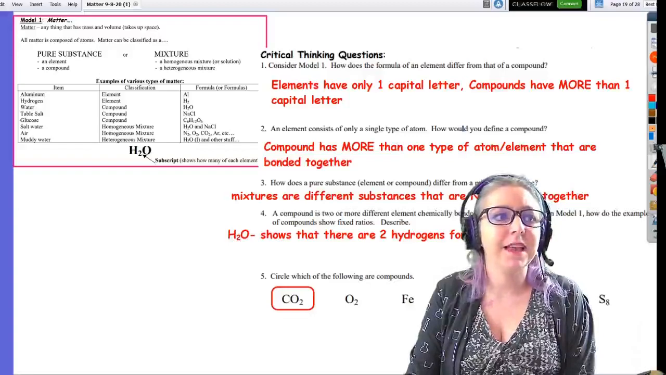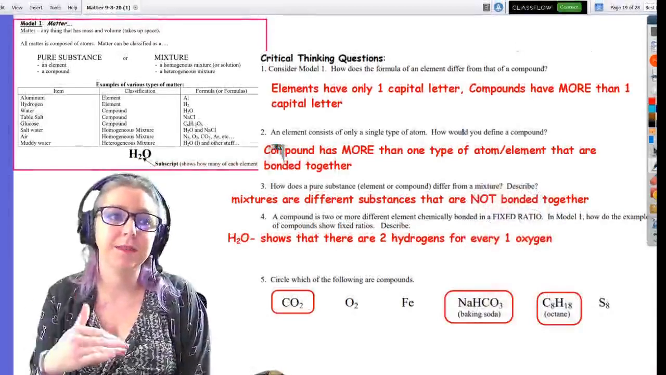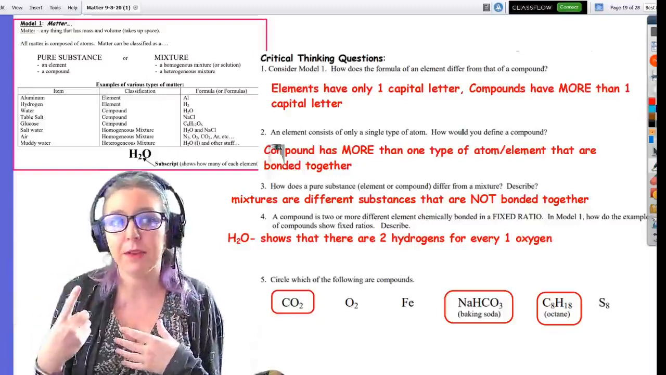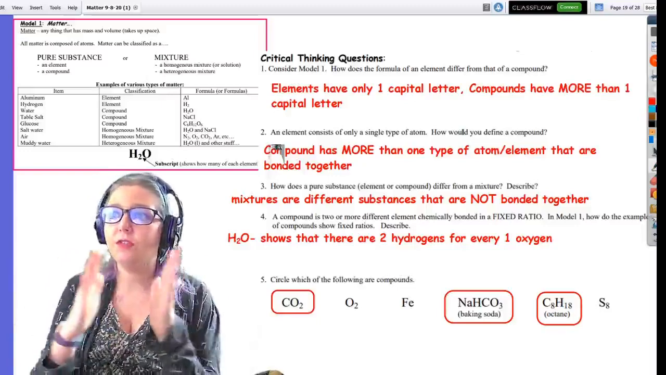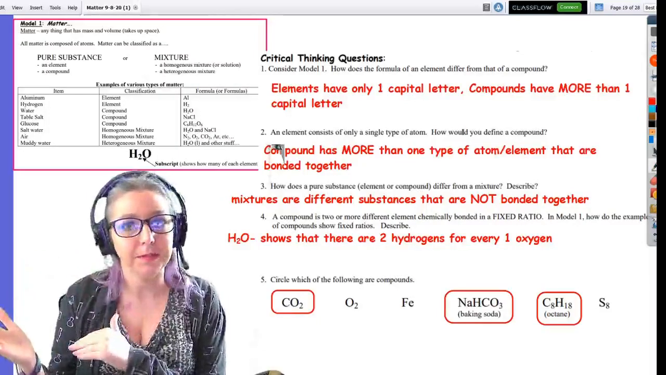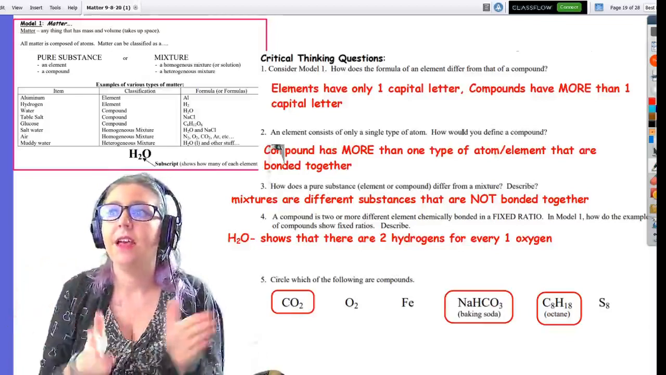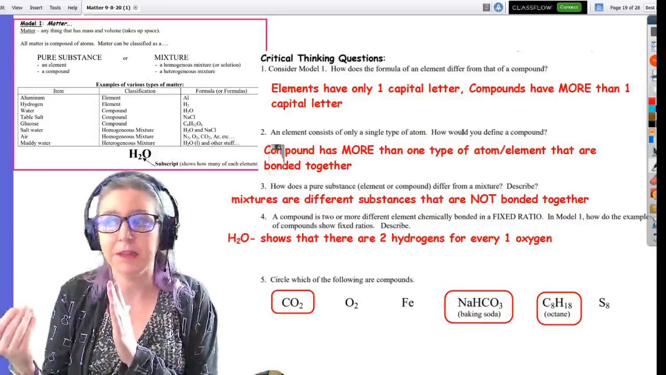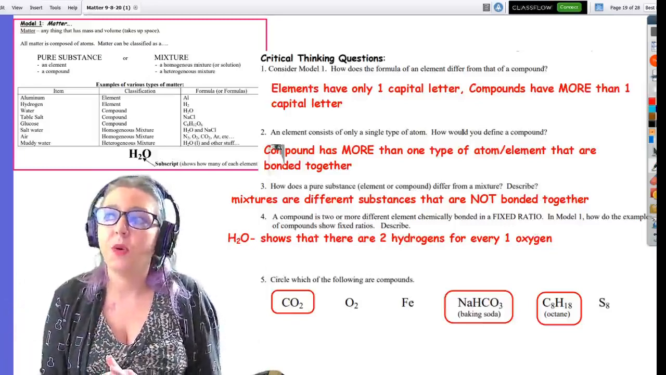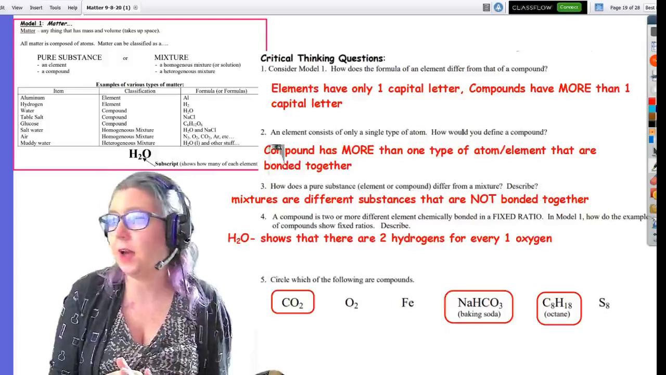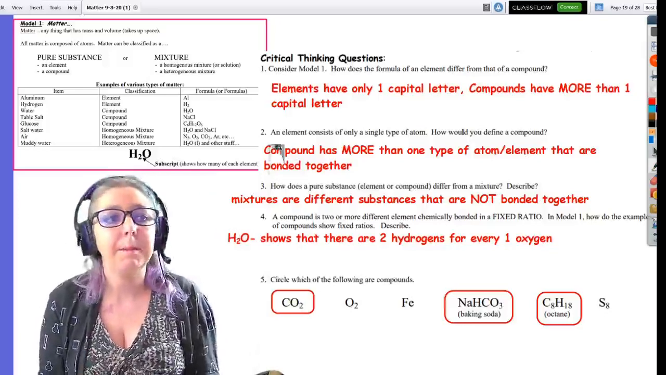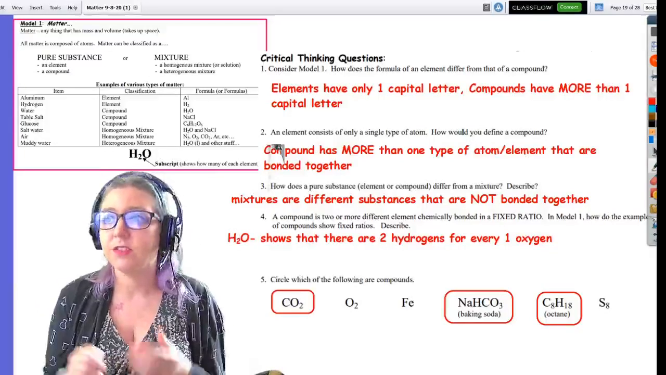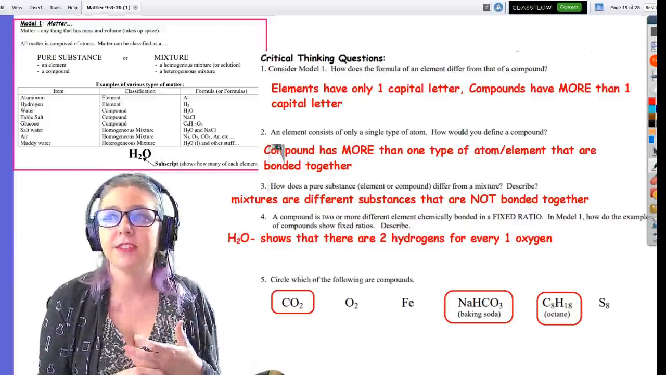So I mentioned in my last video how to tell the difference between elements and compounds. So it kind of boils down to my elements only have one capital letter. Every time you see a new capital letter, you're looking at a new type of element. So NaCl, that N for Na is one element. The C for Cl shows you your next element is beginning. An element consists only of a single type of atom, so how would you define a compound? I would define that because compounds have more than one element. They are all bonded together, so they are connected. An element just has the one.